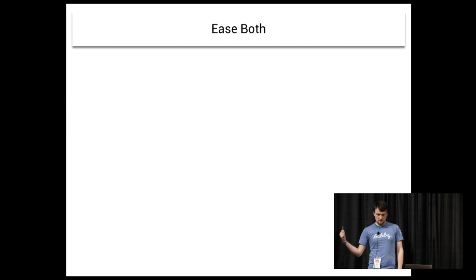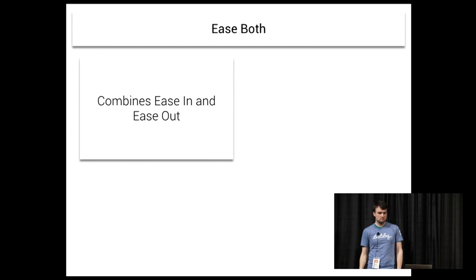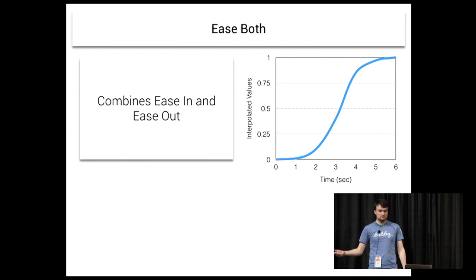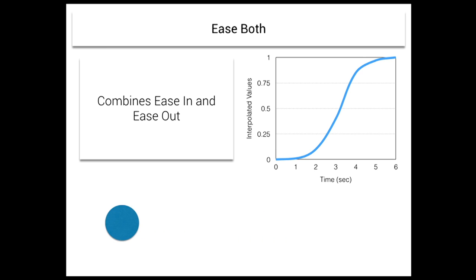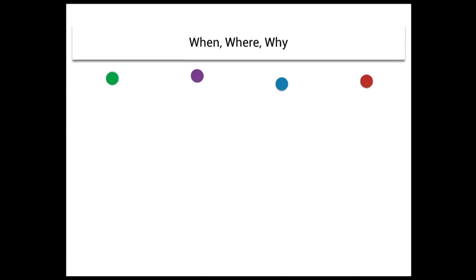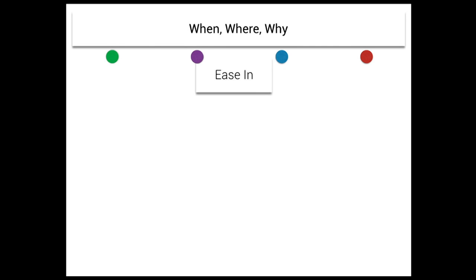And finally, you can combine those two. And you can ease in and then ease out, right? So your animation starts off slowly, speeds up, and then slows back down. So watch that blue dot, sped up, and slows down. So why do we care about any of these things?